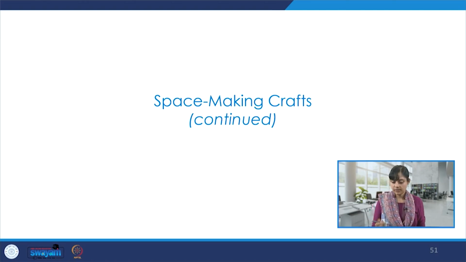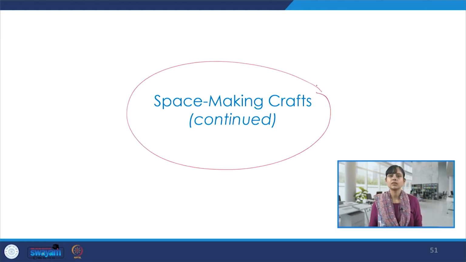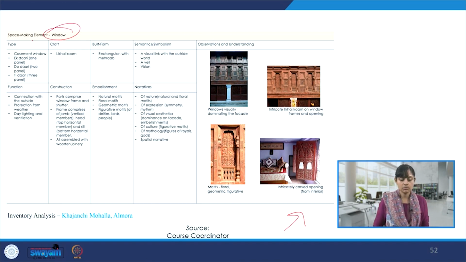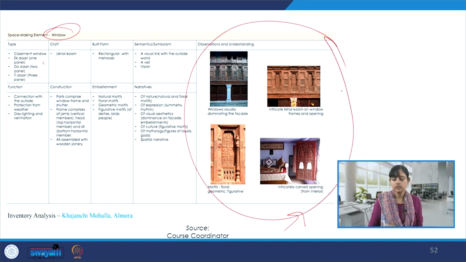Now continuing with the space making crafts, since we already had a very elaborate discussion on the classification of these crafts and what we mean by SMC, these are some of the plates or inventories that I have tried to put together here as some examples. And these were developed by me as part of my PhD that I submitted at IIT Roorkee, defended at IIT Roorkee. So let's say we are talking about a building element, window, and this is one case study from Uttarakhand, a place called Khajanchi Mohalla, Almora.